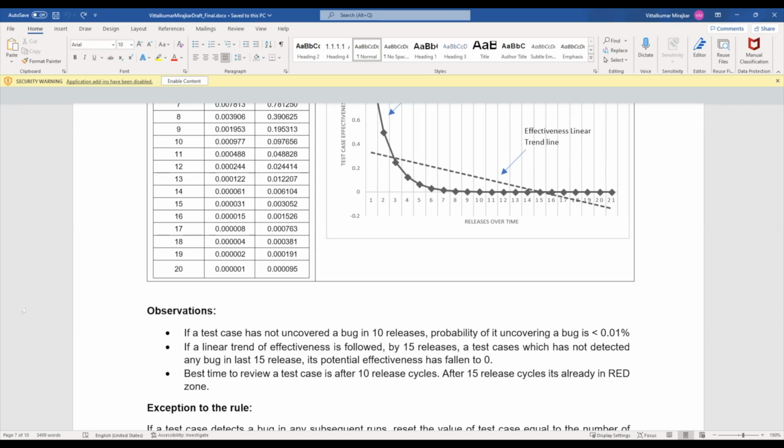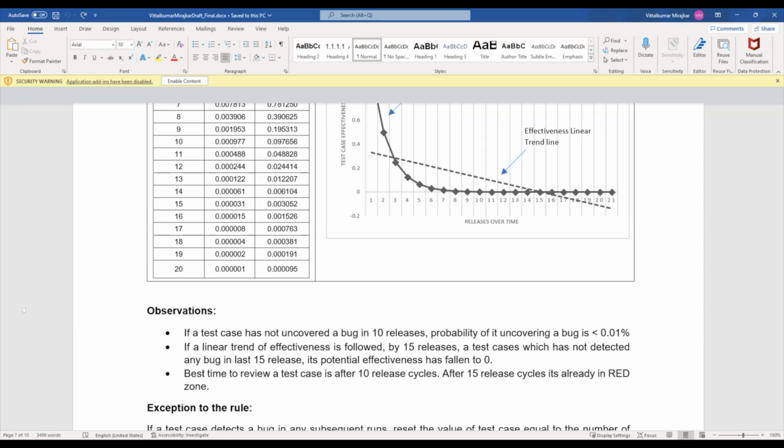If I follow a linear trend, by the 15th release execution, now when I say release execution, within a given release you may run this test case 10 times, 20 times. For simplicity's sake, let's take per release as 1 count. By the 15th release, with the same test case being run repeatedly without having a failure, the probability of it giving me an issue has dropped down to almost 0. Okay, so this is the time interval.